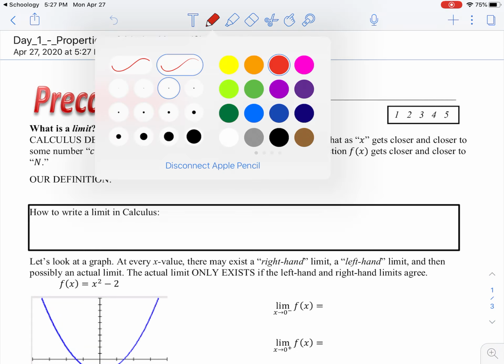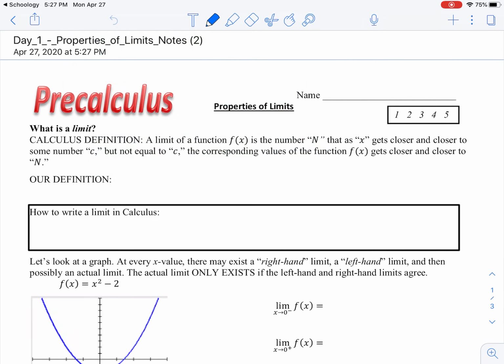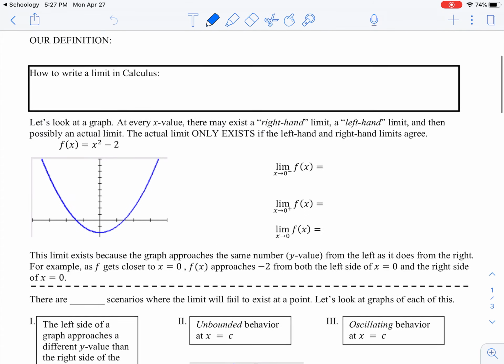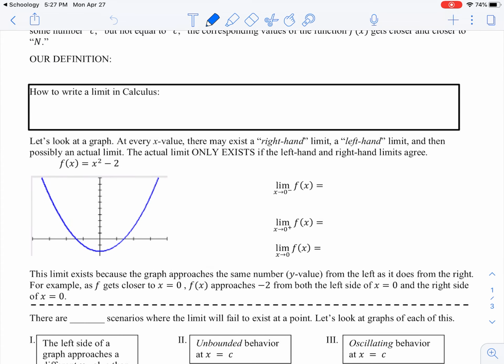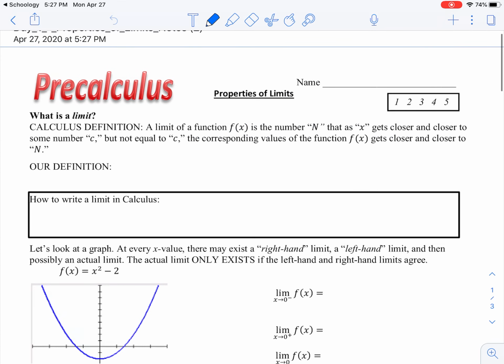Hey everybody. So today we are starting our very last chapter, chapter 12. It's all on limits. Today we'll be talking about properties of limits. So first off, and we've done this before, a lot of this first section is just reminding you of what I've already taught you, or what your teacher's already taught you, up until that dashed line. So this whole part right here is review.